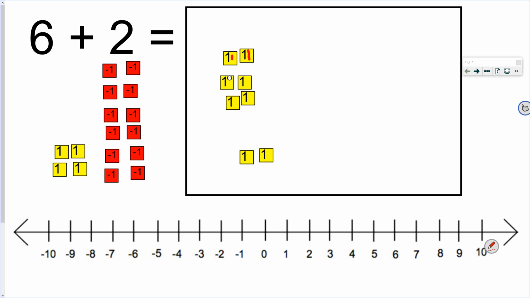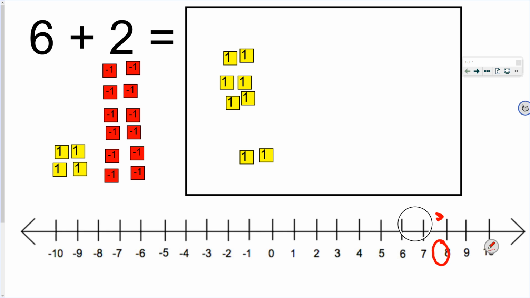You can also show this on a number line. When we start on the number line, we always start at 0, and we'll draw a line to where the first integer stops. So start at 0, then we'll go over positive 6 and stop. Now, that represents 6 on the number line. And then we're going to add 2 more from that point. 1, 2, and our solution is 8 on the number line. So we can show this information on integers also on number lines. And we'll do that for a few of these examples.